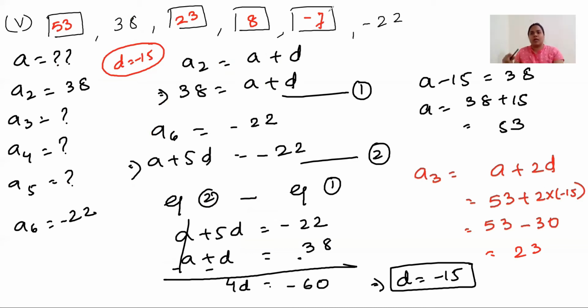In this also we had to find A and D both. So we needed two terms. From these two terms we did the substitution method and we got A and D both. So like this only we have to do. In the next questions, these questions only will be there, but in the form of word problems, and we have to solve it.